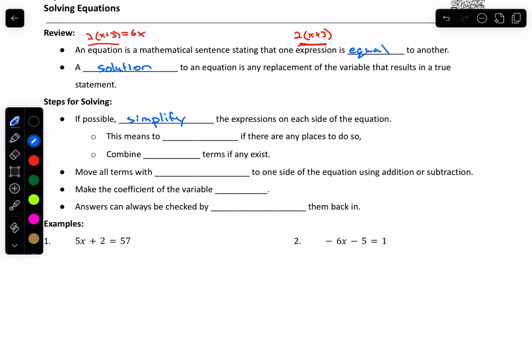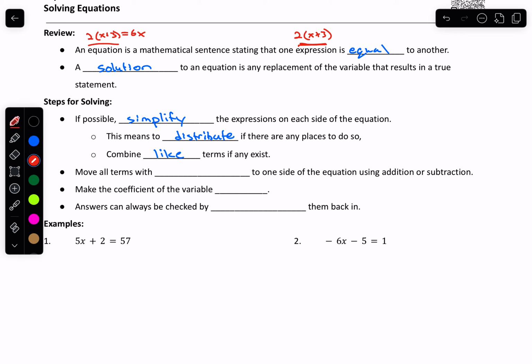And what does it mean to simplify? Well, we use that word a lot in mathematics, and it means a different thing in most contexts. But generally speaking, when we say simplify, we mean to make it look as nice as possible. So in this case, simplify means to distribute anywhere that you can do so. On both sides, if there's any distribution to be done, do that distribution. And then we're going to combine like terms if any exist.